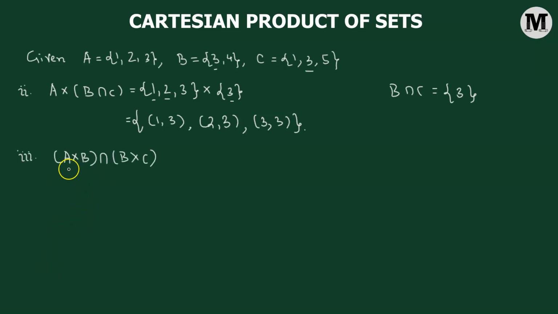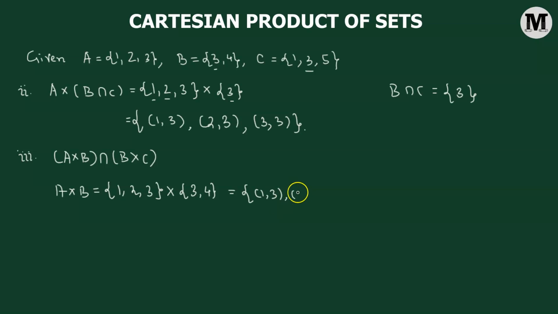Here we need to find out the Cartesian product of A and B intersection with the Cartesian product of B and C. So we'll need to find out the Cartesian product of A and B separately, and then also the Cartesian product of B and C separately. So let us begin. So the Cartesian product of A and B will be simply take the elements of the set A 1, 2 and 3, form an ordered pair with each of the elements of the set B. So that will be 3, 4. So this is going to give us, we have 1, 3.